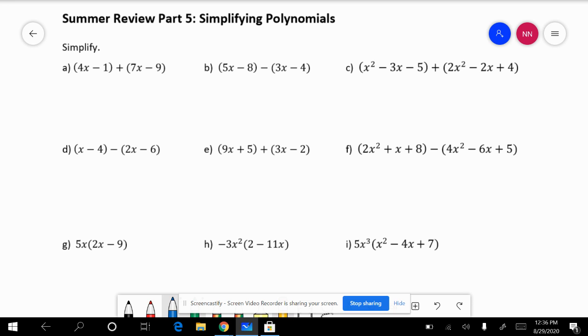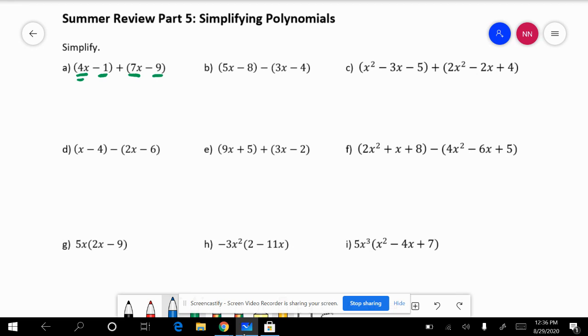We're going to be simplifying polynomials. When we're simplifying polynomials, first thing that we need to do is add and subtract like terms. What we mean by adding and subtracting like terms is the x's get added to the x's and the constant values get added to the constant values.